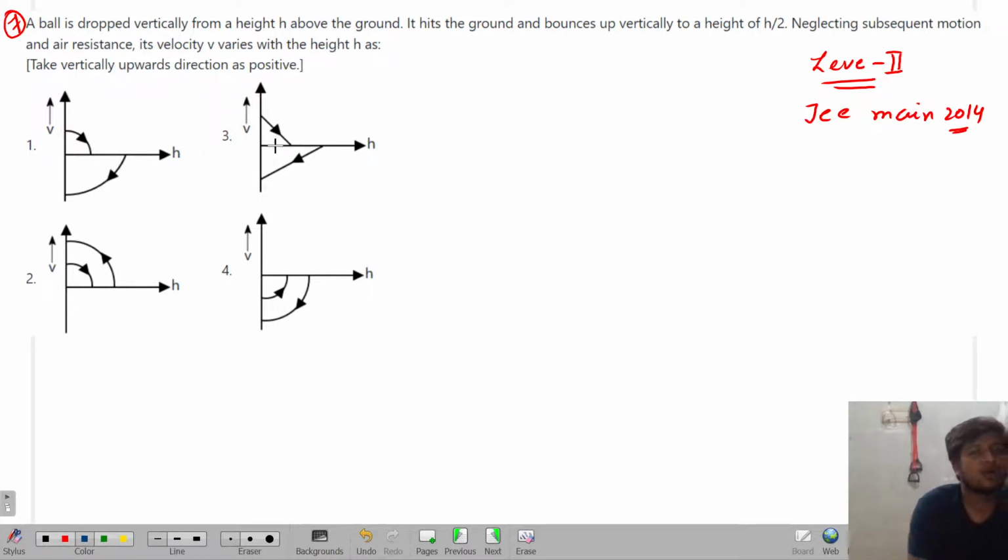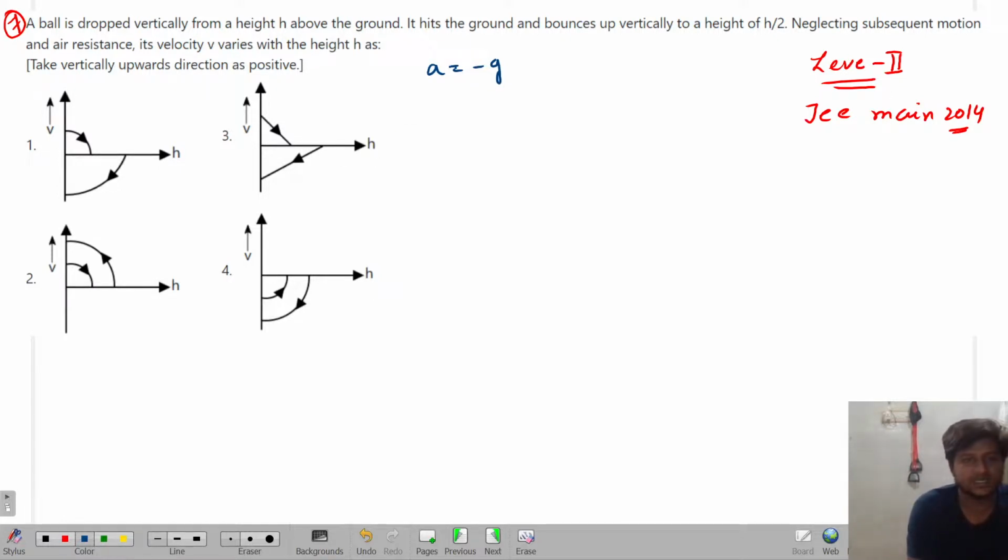First one, right? I am telling you acceleration due to gravity remains always constant. So how come the first one will be possible? It is a non-uniform graph. Try to see, velocity is varying non-uniformly with respect to height. But actually, acceleration remains constant or not with respect to height?